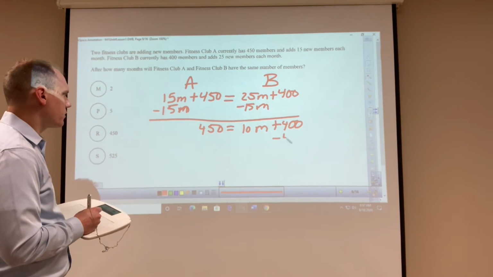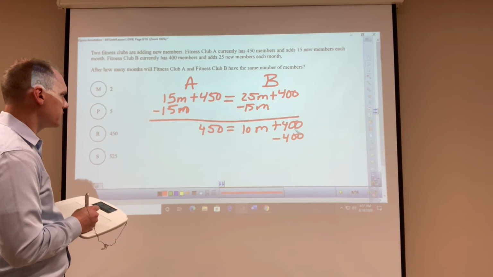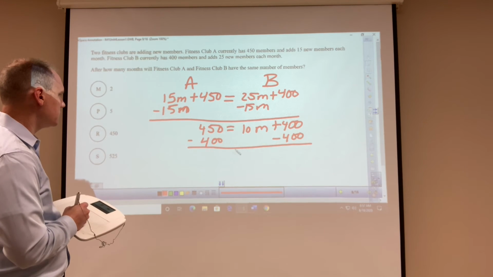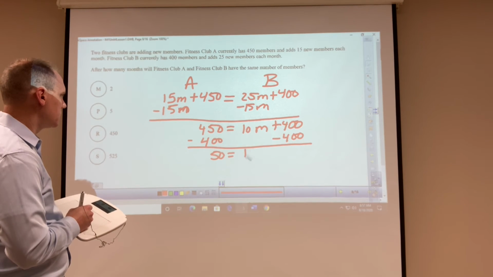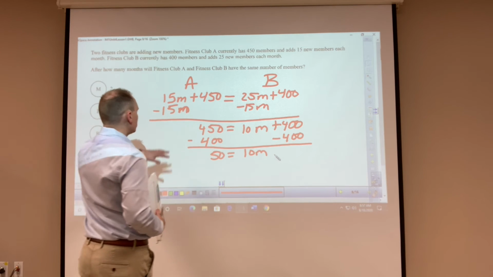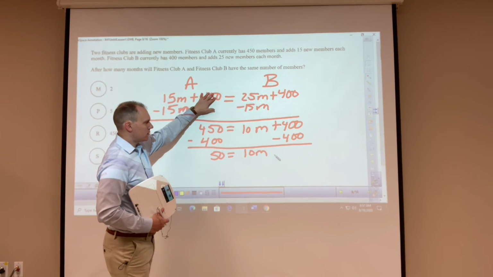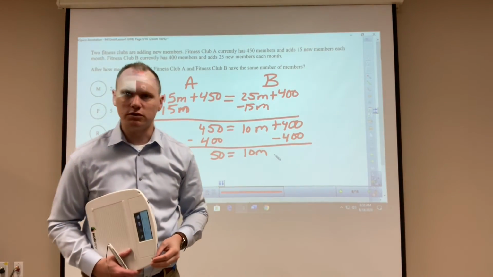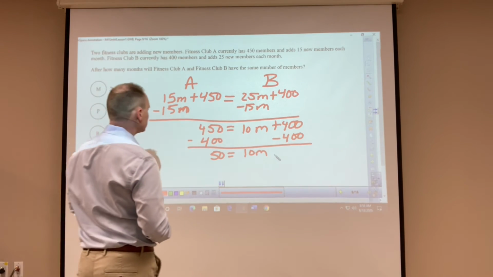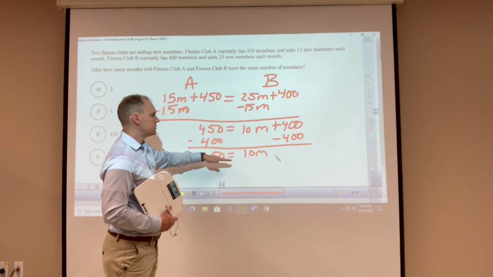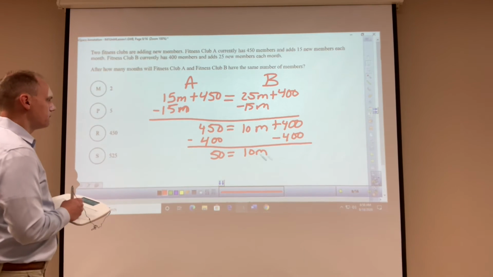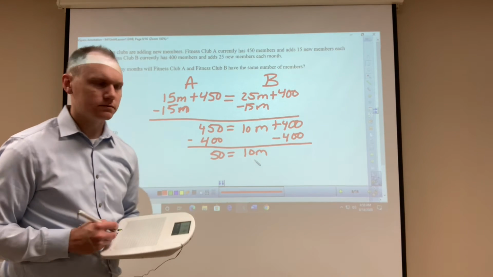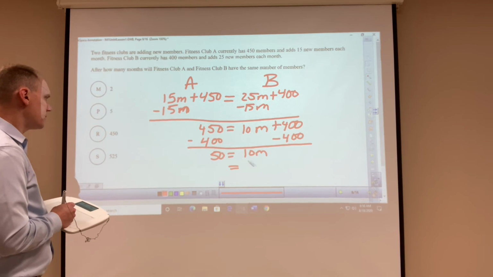Now I'm going to subtract 400. I'm isolating this m here, so I'm going to get rid of the 400. Subtract 400 on both sides, so it's going to be 50 equals 10m. These are what we call equivalent equations, or equations with the same solutions. One step leads to another, leads to another, and these are all valid statements given the previous one was true. So now we're going to divide both sides by 10.